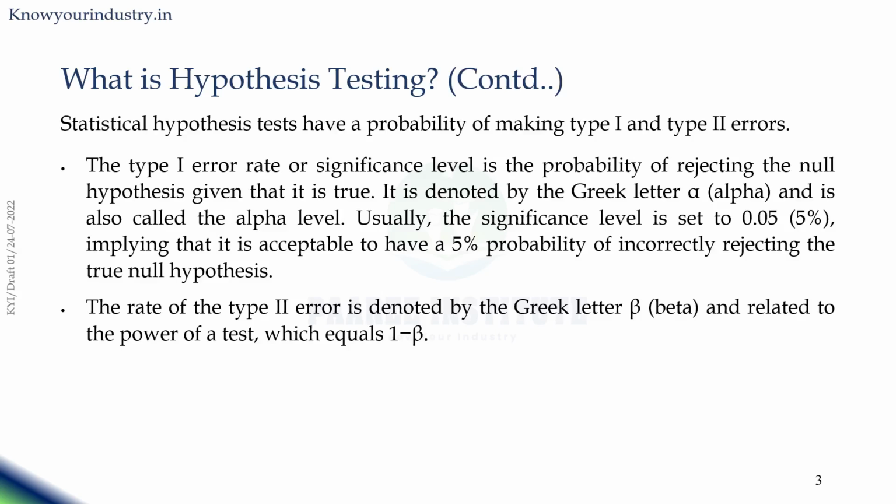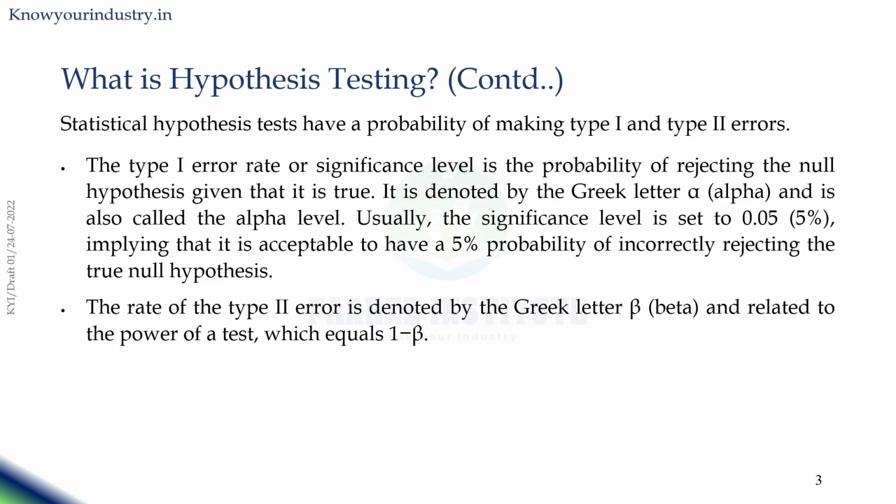What is type 1 error? Type 1 error rate or significance level is the probability of rejecting the null hypothesis given that it is true. It is denoted by the Greek letter alpha and is also called the alpha level. Usually the significance level is set at 5%, implying that it is acceptable to have a 5% probability of incorrectly rejecting the true null hypothesis.